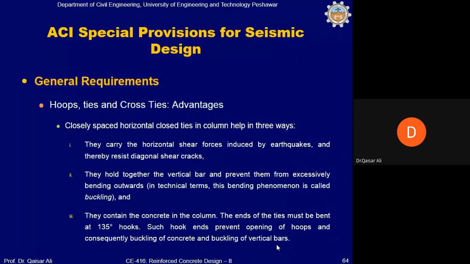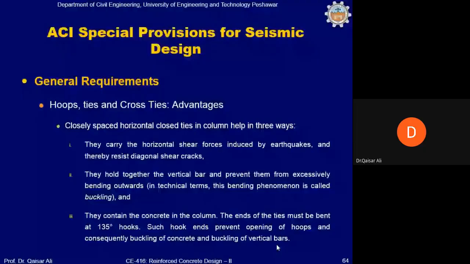The second way these ties and stirrups help is that they hold together the vertical bars and prevent them from excessive bending outwards. In technical terms, this bending phenomenon is called buckling. So this is the ultimate stage where the concrete would have already cracked severely, and spalling of the concrete portion would have already occurred. And when this happens, bond between steel and concrete would have broken. And after bond between steel and concrete breaks, steel alone at some stage has to transfer the load from the top floors to the bottom to the foundation. So when this happens, steel might buckle under the axial load.